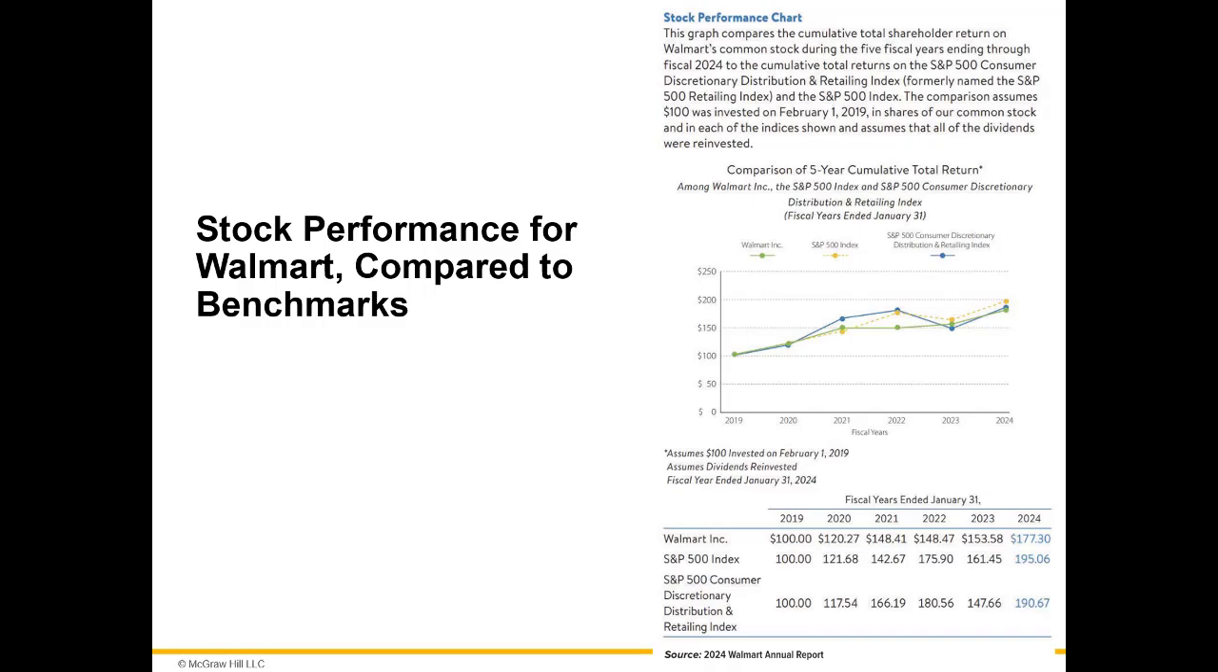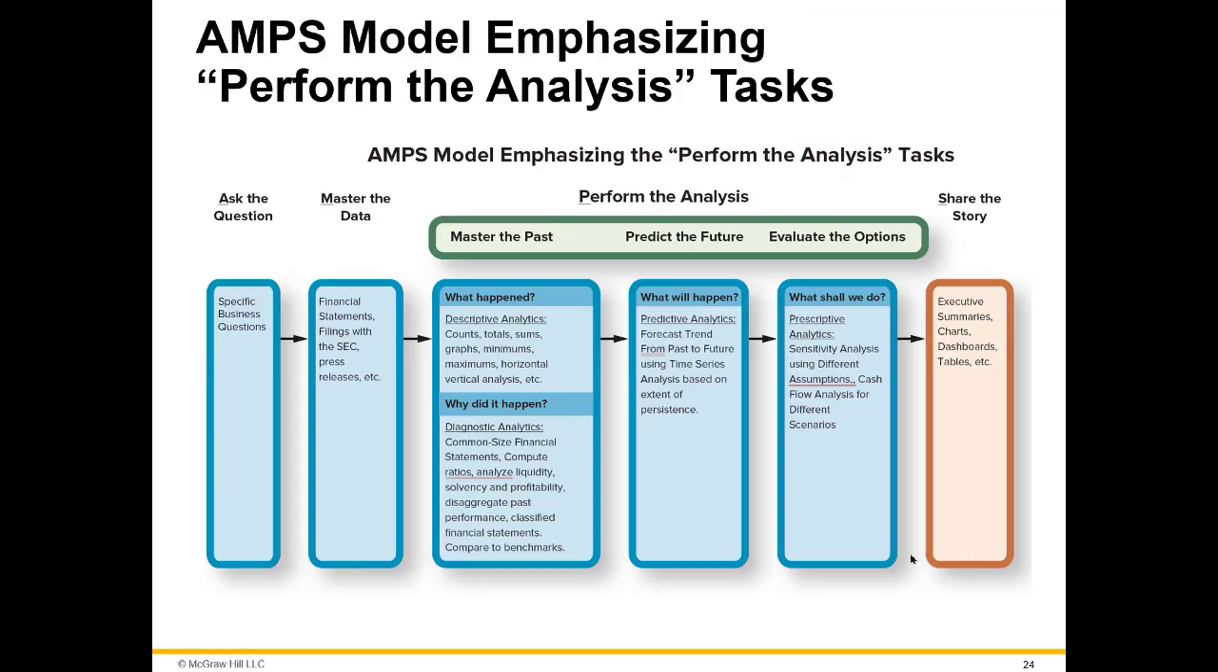So here's Walmart's common stock over a period of time and how well it compared to the S&P 500 and a couple of different S&P 500 indexes. And here's the graphical form, here's the tabular form of that. So looking there. All right, now we're going to perform additional analysis. And so we're continuing to look at these and seeing, okay, where are we at? Have we mastered the past? Now can we move to predict the future?